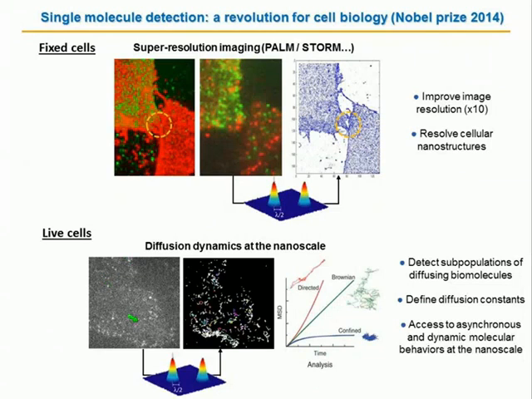through the same principle, but this time taking into account the fact that your molecule is diffusing around, and that allows you to detect subpopulations of diffusing molecules, to classify them in different diffusion behaviors, and indeed to access asynchronous and different dynamic molecular behavior at the nanoscale. So these techniques really allow us to peer into cellular processes with amazing detail at the nanoscale.